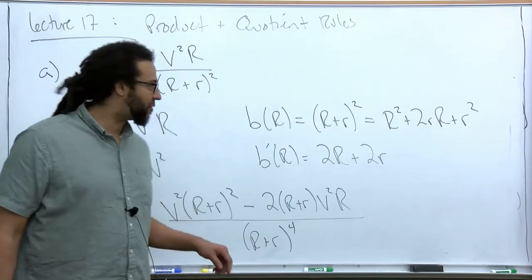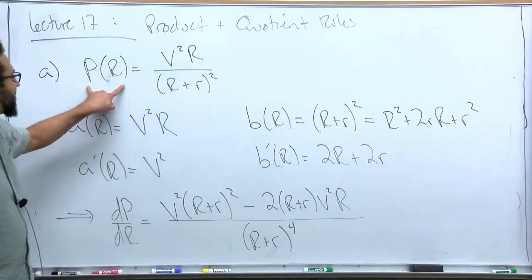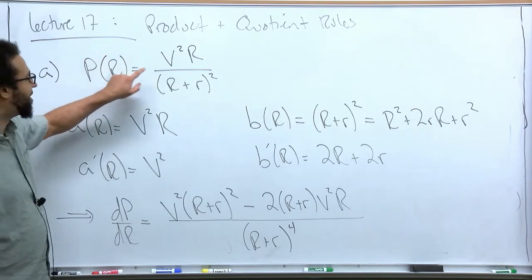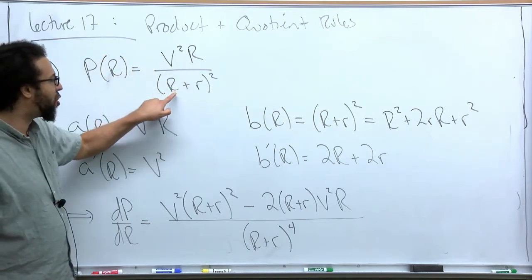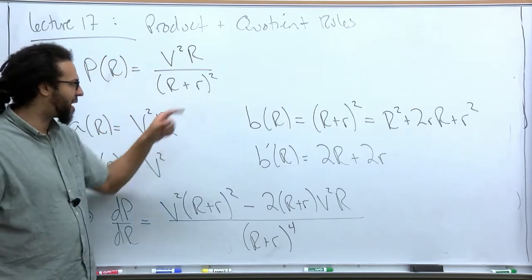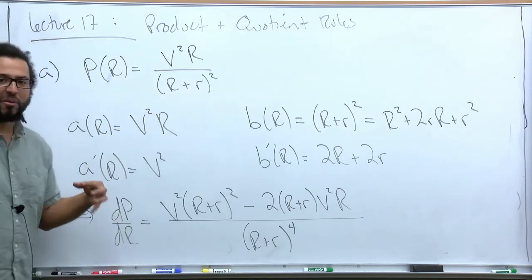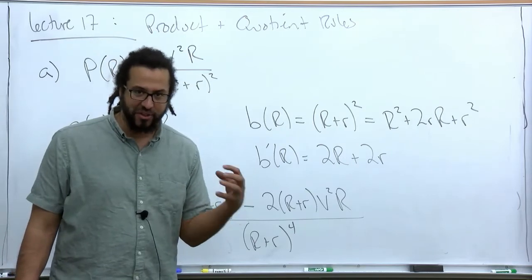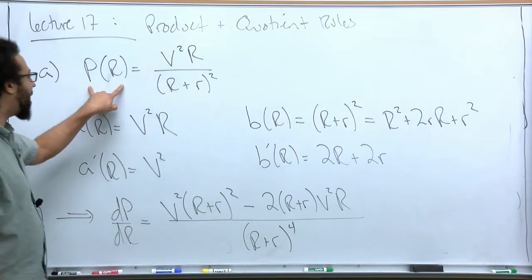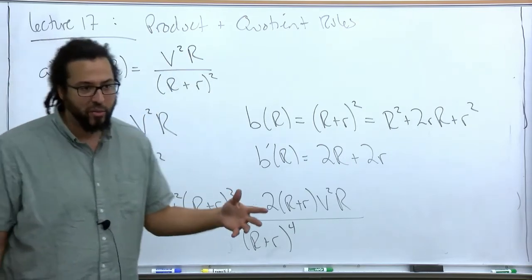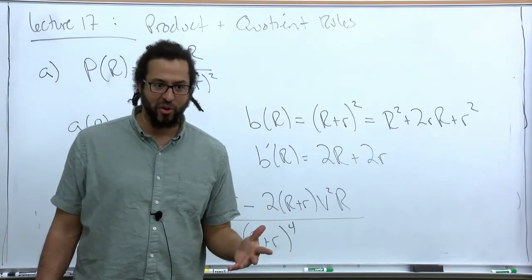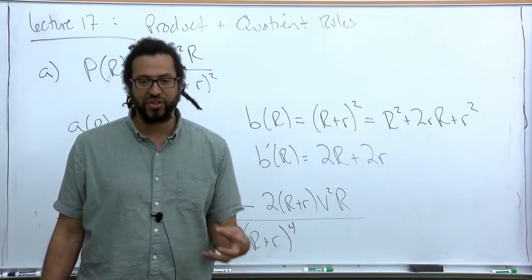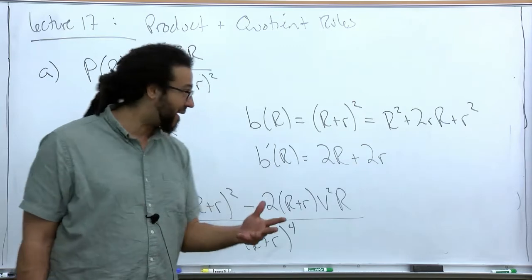Here's a solution for part A. So our function here is capital P equals V squared big R over big R plus little r, quantity squared. And just to remind us that we think of capital P as a function of capital R, I'm going to write P of R, just like we would write y equals f of x to let us know that y is a function of the independent variable x.